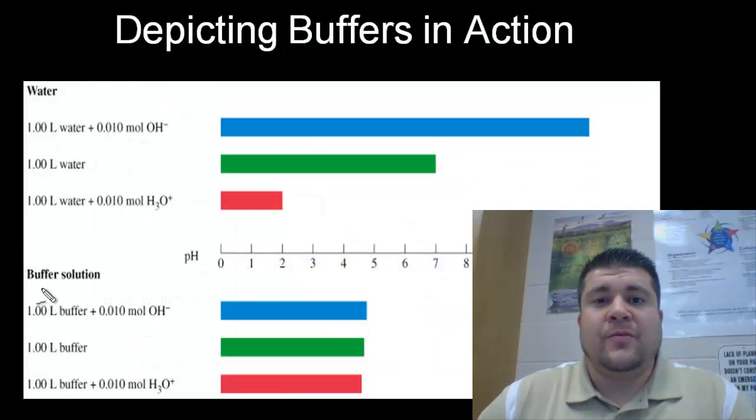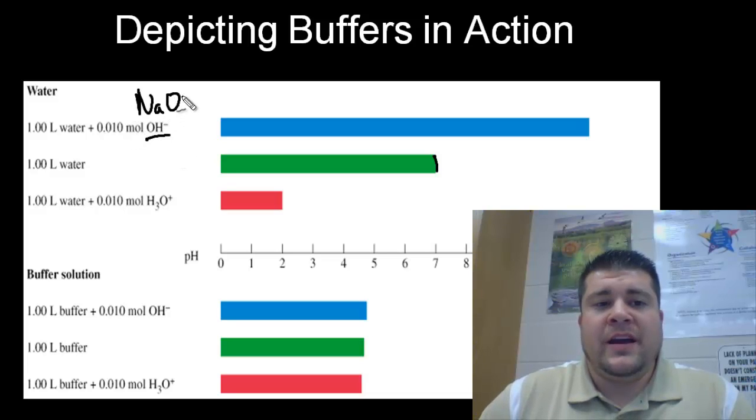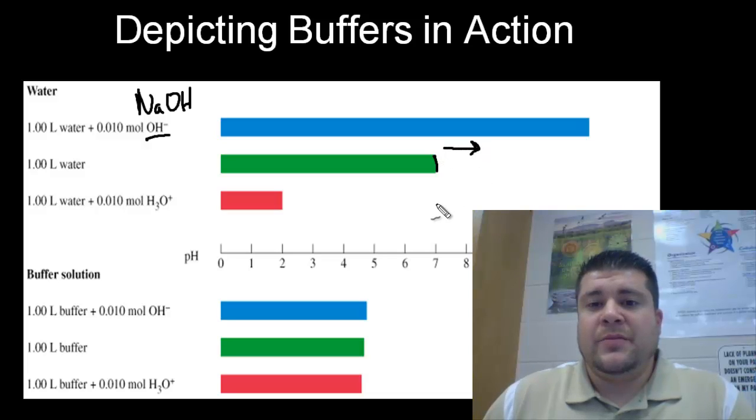If I was to determine what a buffer does on a chart, well, if I have water and just water, and the pH of water is 7, and I added OH molecules, which is in something like NaOH, or sodium hydroxide, the OH molecules are basic. And so because it's a base and we add it just to water, it increases in pH value. So it increases to become a base because we're adding base.